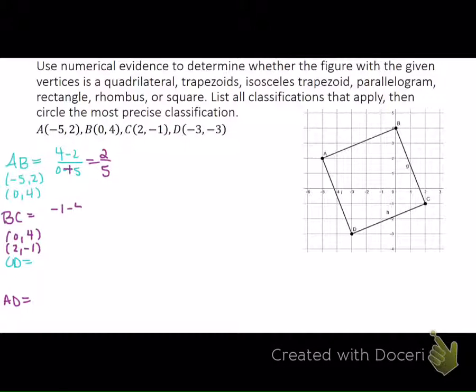Negative 1 minus 4, 0 minus... oops, I did that out of order. 2 minus 0 is negative 5 over 2. It's going to bother me though, that's not clear.